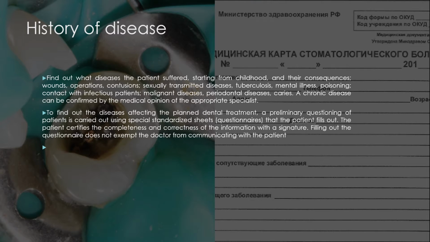Sometimes it's important to find out what diseases the patient suffered starting from childhood, and what consequences are from these diseases. Sometimes it's wounds, operations, contusions, sexually transmitted diseases, tuberculosis, mental illness, and poisoning, which can also give some information to us. And some of these diseases have their own manifestations showing in the mouth of the patient.